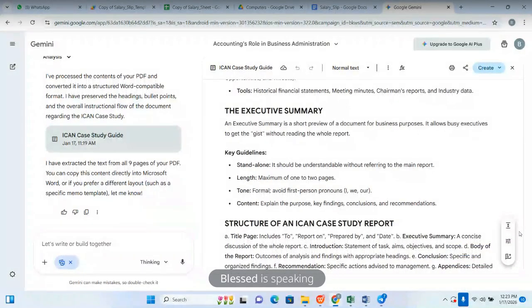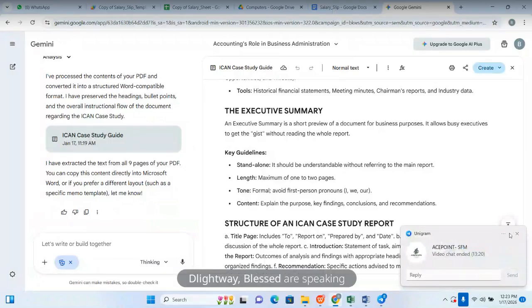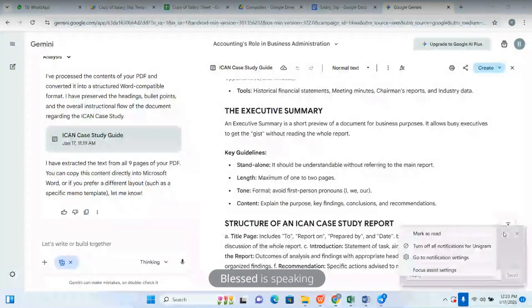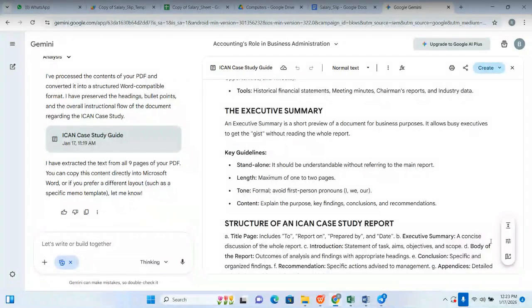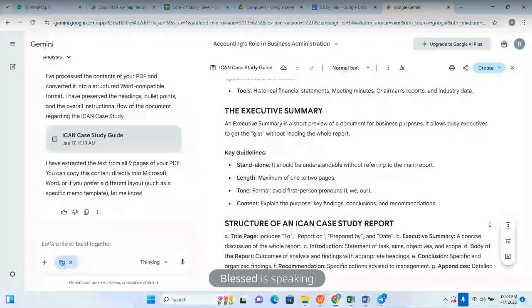Length: maximum of 1 or 2 pages. I said it the other time, but even 2 pages is too much. The executive summary should be maximum 1 page. If you want to tell them that you know what you are doing, at most 1.5 pages, but it should not be more than 1 page. Even if you can do it in less than 1 page, do it. It's just a summary.